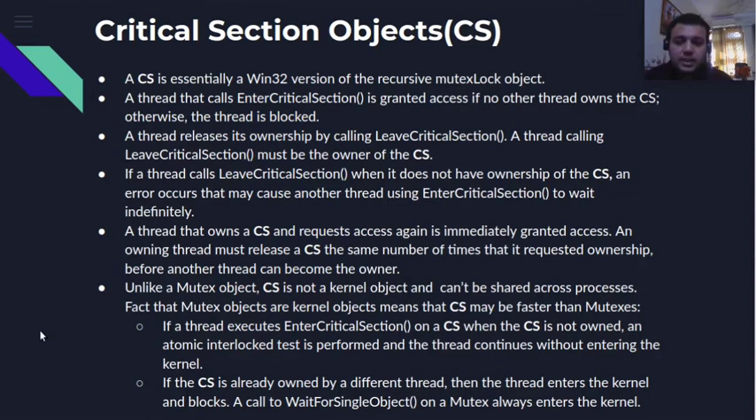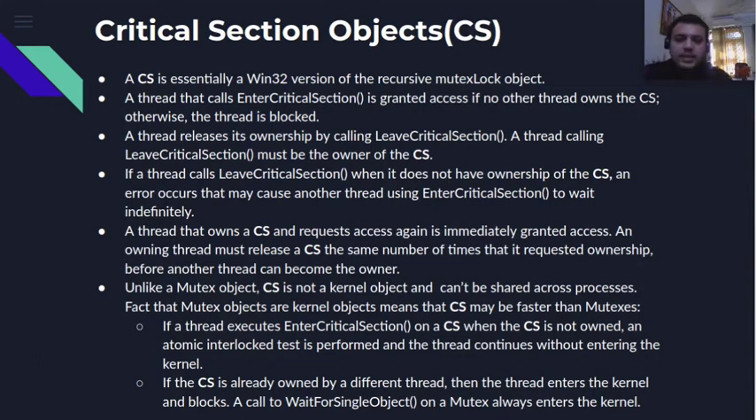Now let's discuss critical section objects. The short form for critical section is CS. A CS is a Win32 version of the recursive mutex lock object. A thread that calls EnterCriticalSection is granted access if no other thread owns the CS, otherwise the thread is blocked. A thread releases its ownership by calling LeaveCriticalSection. A thread calling LeaveCriticalSection must be the owner of the CS.